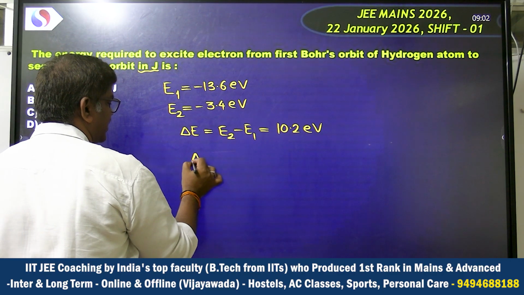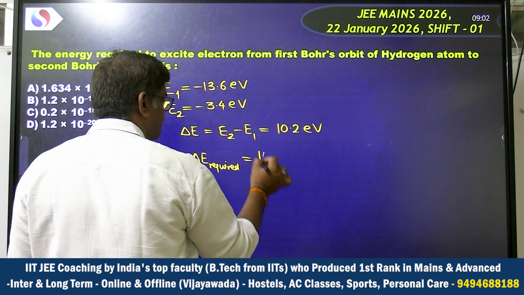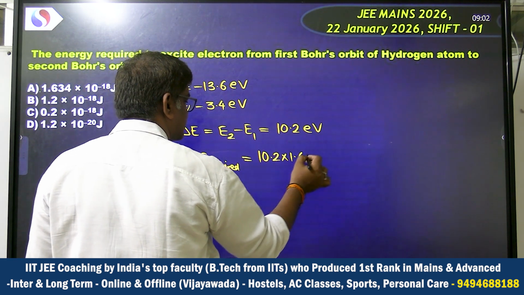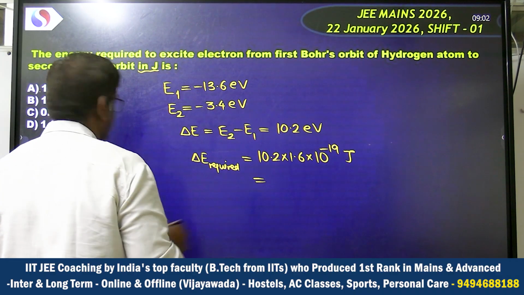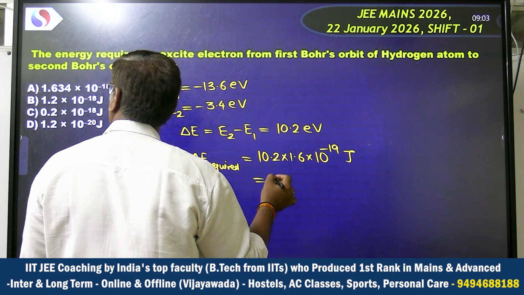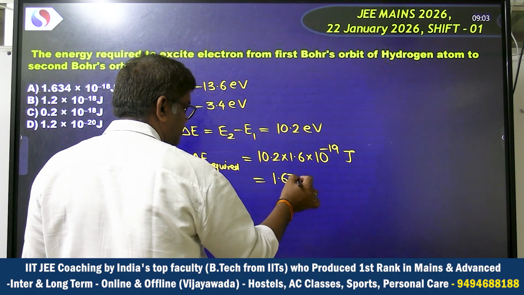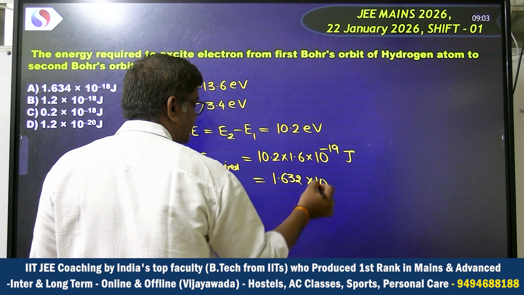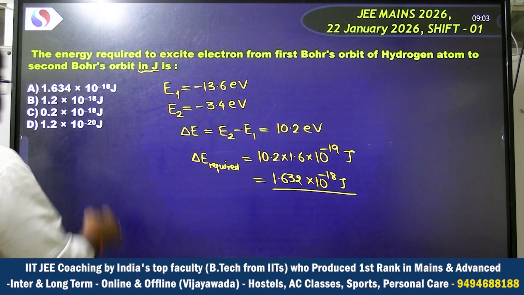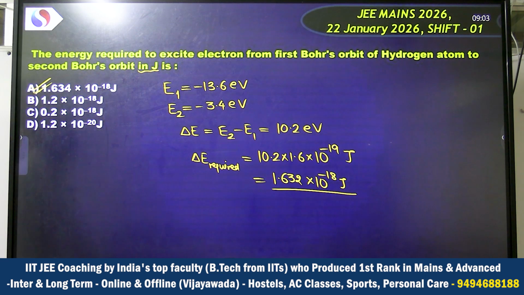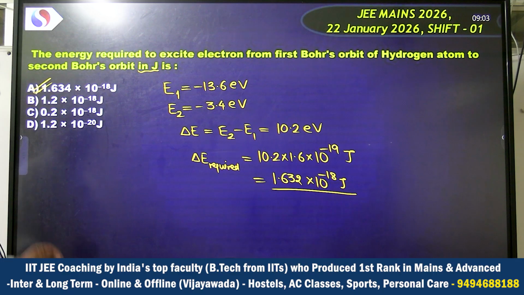But they are asking the answer in joule. So convert this energy, which is required, into joule, which is 10.2 into 1.6 into 10 raised to the power minus 19 joule. And we can solve this. It is coming out to be 1.632 into 10 raised to the power minus 18 joule. So this is the nearest answer. The digits can be a little different. Fine. Move to the next one.